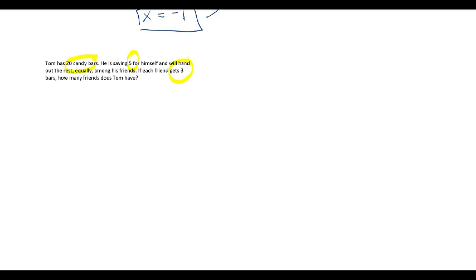Okay, so our first order is to find out what our variable is, right? To figure out what we're being asked to find. So the question is, how many friends does Tom have, right? So in order to figure that out, we will set the variable x as number of friends. Okay, so x is the number of friends.